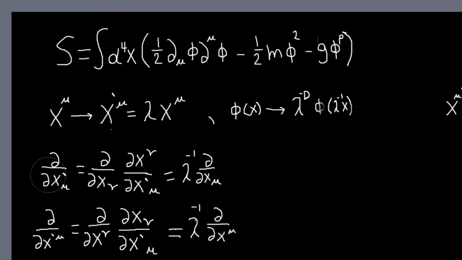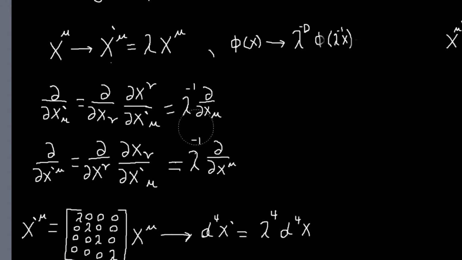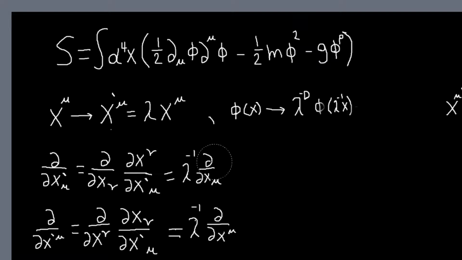And if we do that, I just wrote here how our derivatives, our d mu's, change. We'll just get a lambda to the -1 for each of them. And we're asked under what conditions is our action invariant under these transformations. That's why I needed to know how our derivatives transformed.